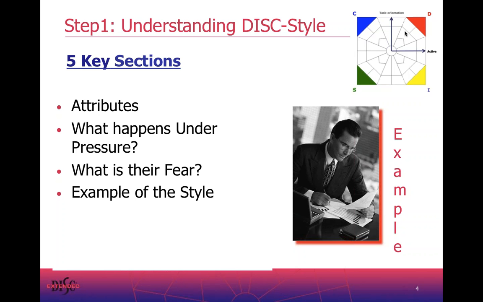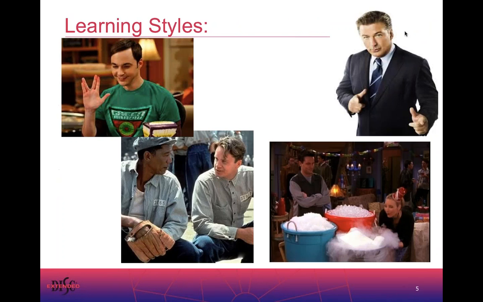Okay, the next 4 things: we want your participants to know some attributes about the style. Then we want to know what happens to them under pressure. This is an important part because it quite often helps us identify that style. Then what the style's fear is, and then an example of that style, like a real person in their world that represents that style. So in case your mind ever goes blank, you can get pulled back in by saying, oh, right, John, he's my D style. And it'll jog your memory.